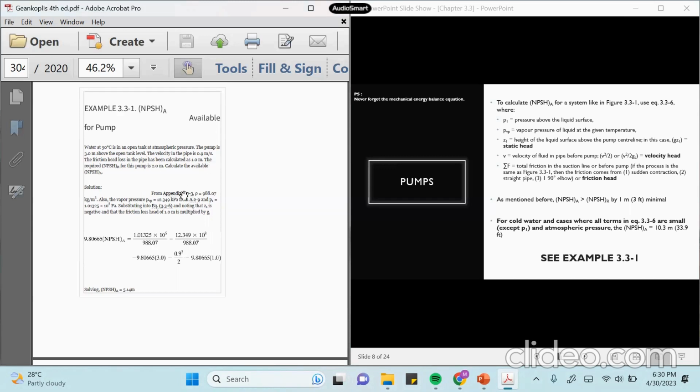Okay, so from Appendix A2, for water, I can get the density, and I can get the vapor pressure of the water at 50 degrees Celsius.